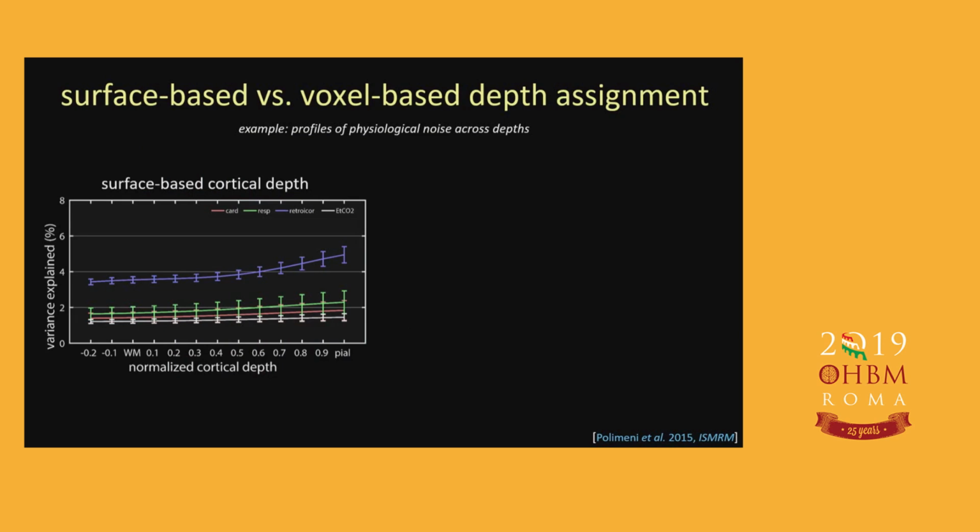So in this plot here, just draw your attention to the blue curve. This corresponds to the percentage of variance explained in resting state BOLD with the RETROICOR regressor, which contains contributions from both cardiac and respiratory noise. We can see that the amount of physiological noise increases very slowly in the surface-based cortical depth profile as we sample closer and closer to the pial surface.